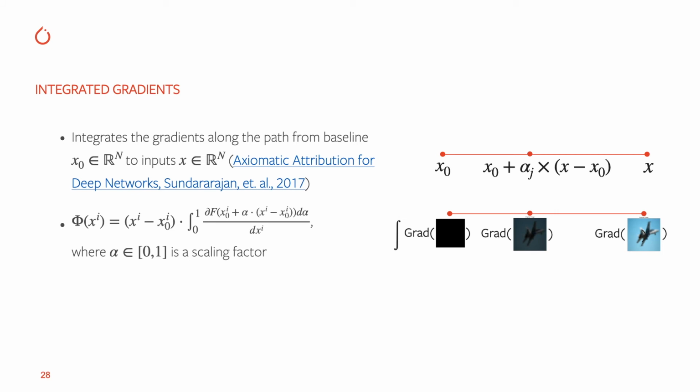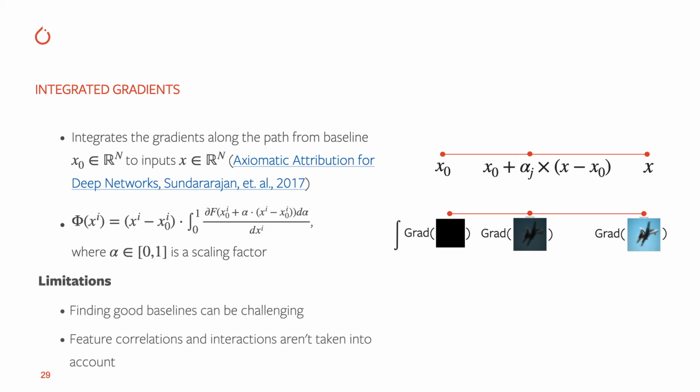Formally, it looks something like this. We use an alpha scaling factor that helps us to choose a point between the baseline and the input, and we integrate from 0 to 1. In order to compute the integral, we can use a Riemann sum, for example. Some of the limitations of integrated gradients are that finding good baselines can be challenging, and integrated gradients does not account for feature correlations and interactions.